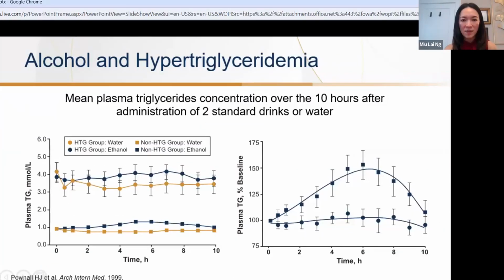Alcohol and triglycerides. Alcohol also acutely raises triglycerides. This further compounds metabolic dysfunction and contributes to fatty liver.